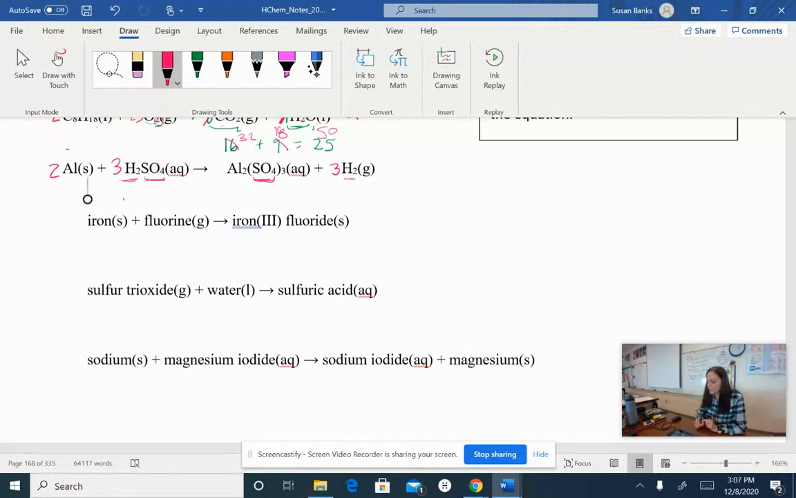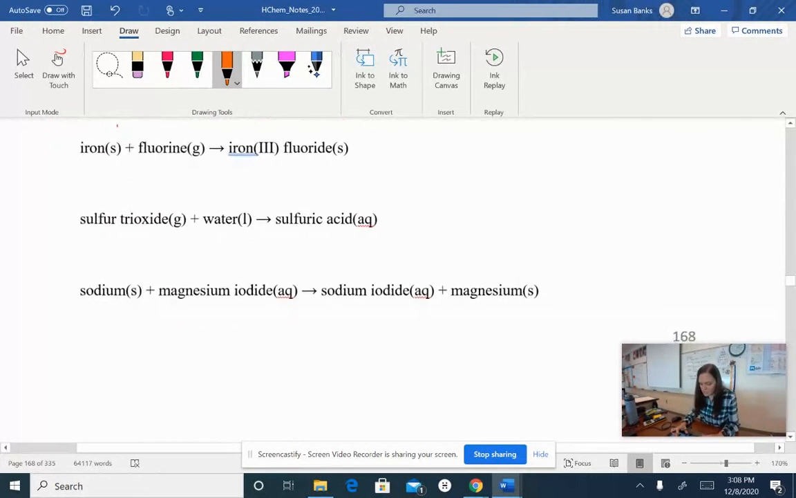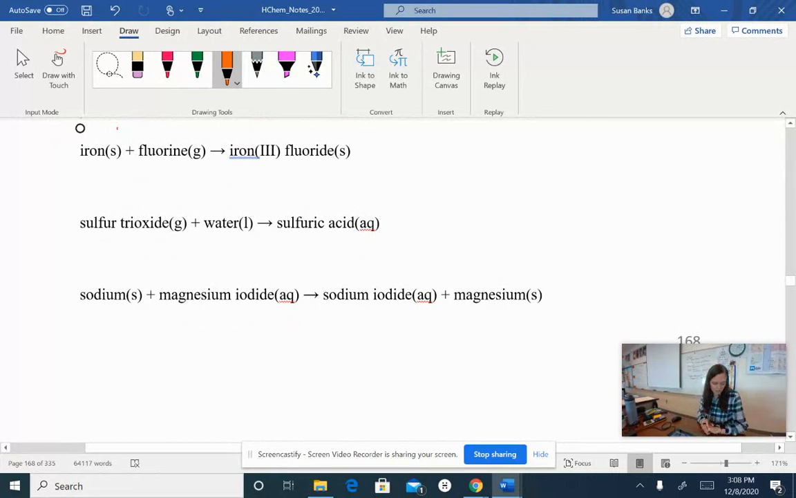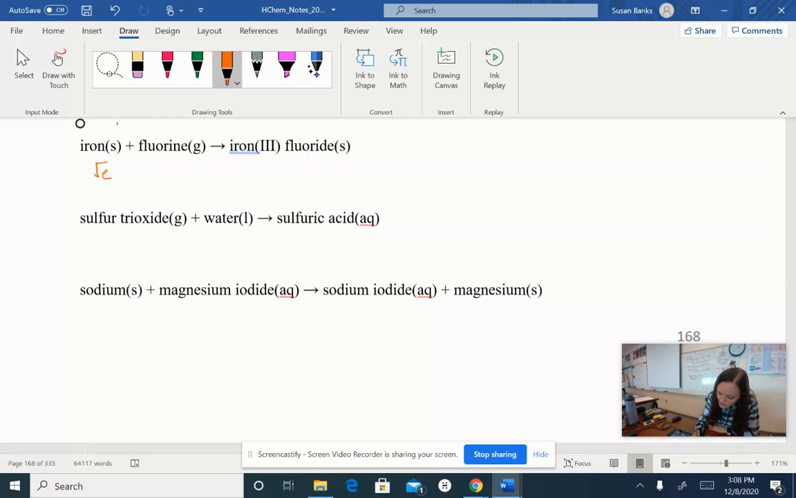All right, these next ones are going to be a little bit more tricky because I'm giving you words, which means that you have to come up with the formulas. Okay, so let me show you how coming up with the formulas is just like our formula writing. So formula writing is really important. Okay, so iron. Our symbol for iron is Fe, right?